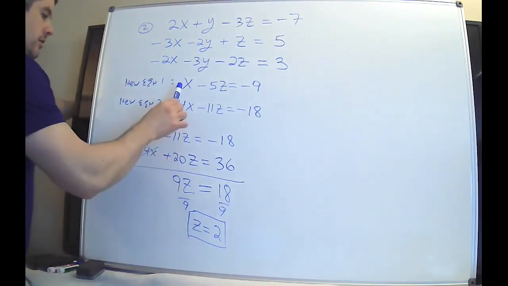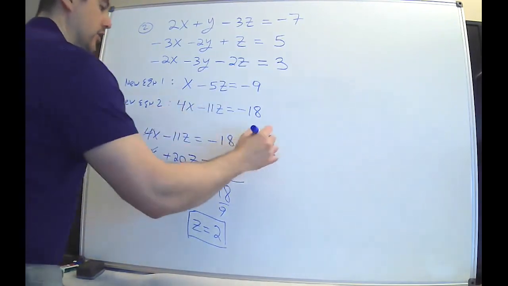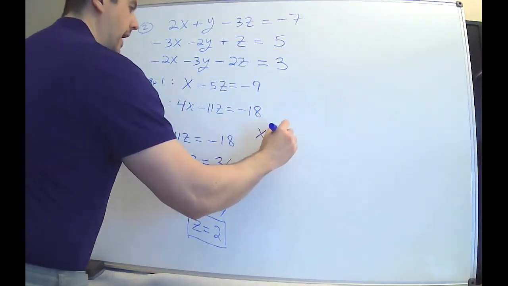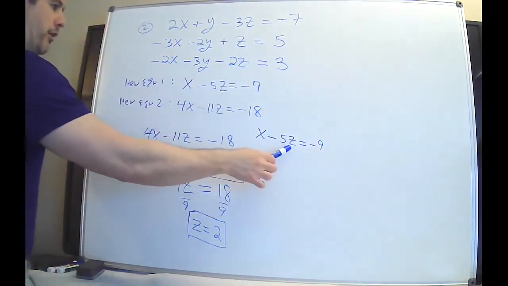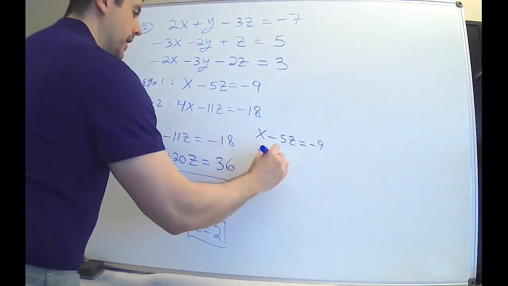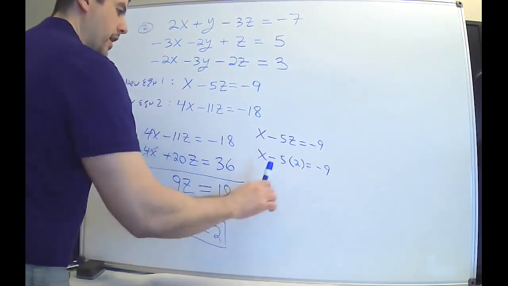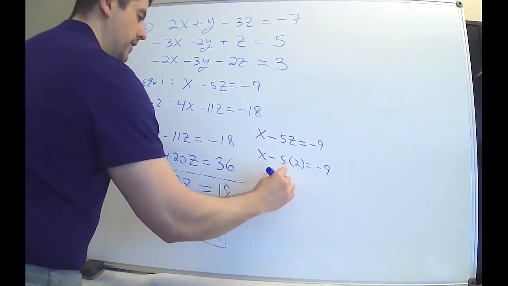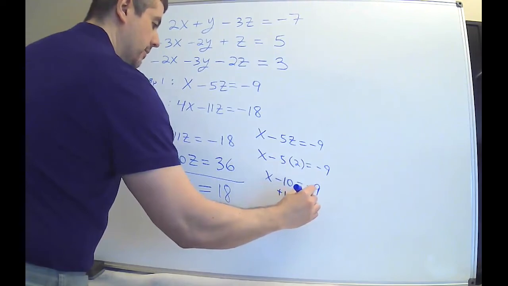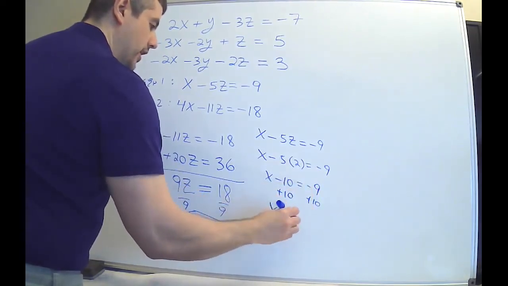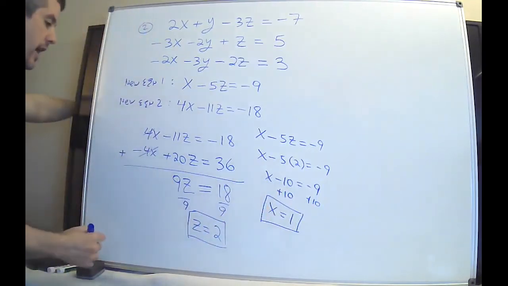Now, I have a choice. Top one or bottom one. I think certainly it's easier to plug 2 into the top one. So I'll write the top one over again with the correct letter this time. Now I'm going to replace the z with a positive 2. Negative 5 times positive 2 is negative 10. This isn't that bad. Do plus 10 to both sides. So you have 10 take away 9, which is 1. So now I got x equal 1.